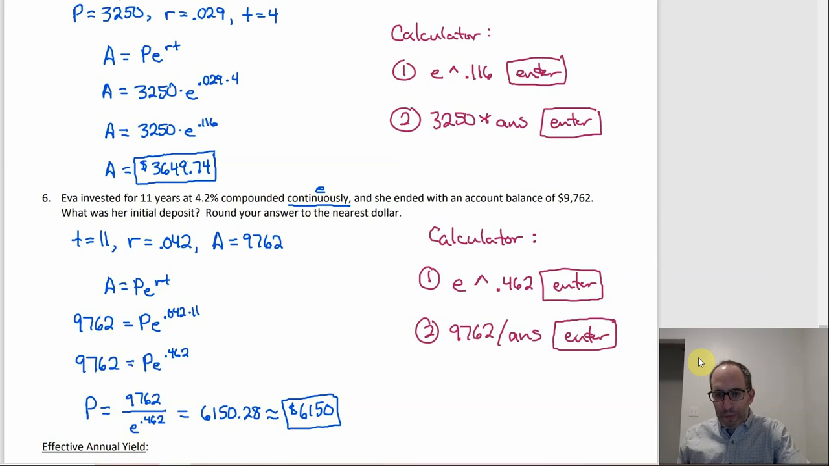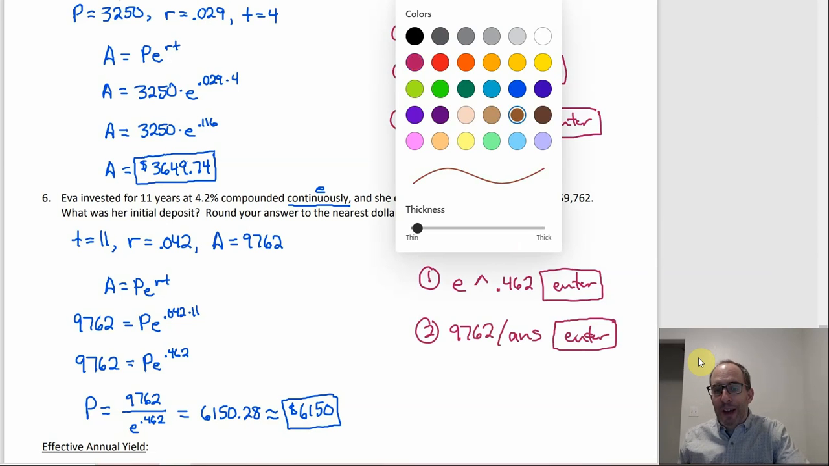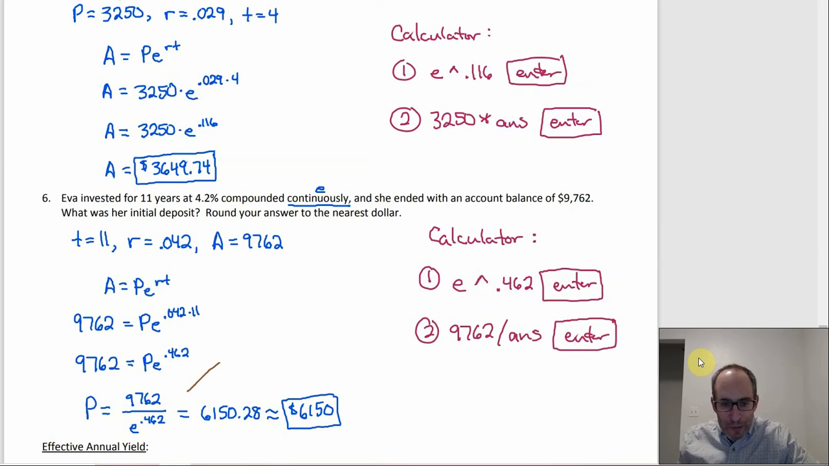And I guess since I said it, I'll put this in a different color. If you really want to use the law of exponents, you could. And if you wanted to write this as 9762 e to the negative 0.462, that's correct. You don't need to know that that works, because I don't think that makes things any easier. You still have to put it into a calculator anyway.